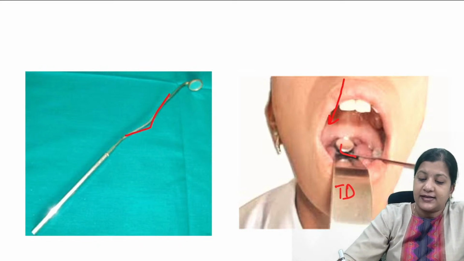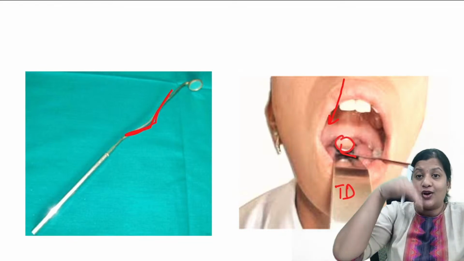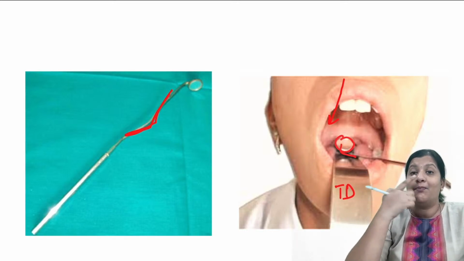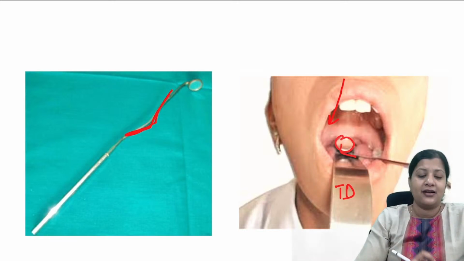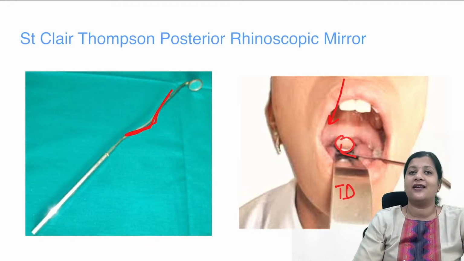First of all, it has a bend, and second thing, the mirror is facing upwards, not downwards. So we are trying to visualize the back end of the nose because the mirror is facing upwards. So what is this called as? This is called as St. Clair Thompson posterior rhinoscopic mirror.